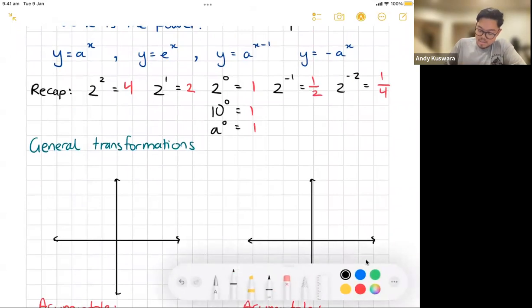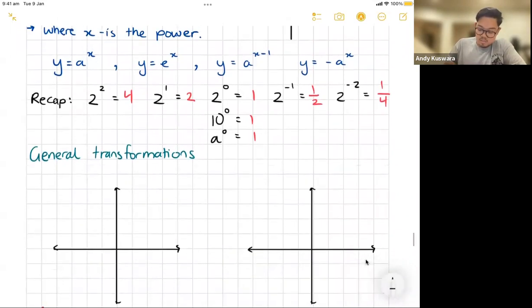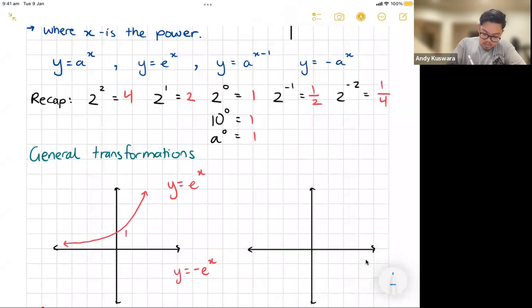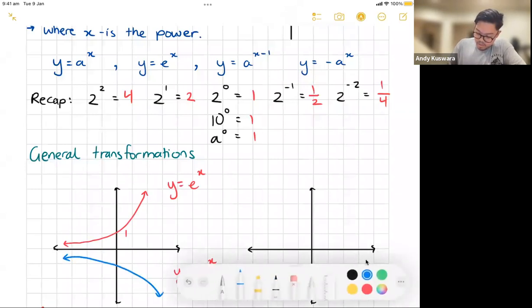Okay. Now that's going to help because we're going to take a look here. The main transformations of an exponential: let's talk about y equals, I like to use the letter e. That's going to look like this. It's going to cut at 1. If I have y equals the negative version of e to the x, guess what? That's going to look down this way, and I should make it a different color, shouldn't I? So let's do that in blue.